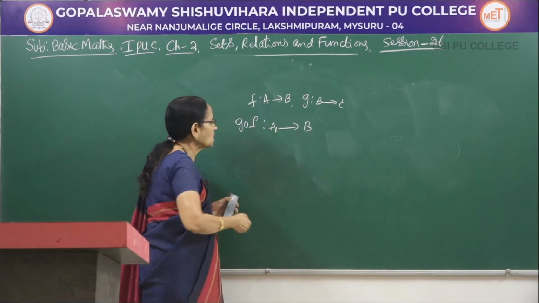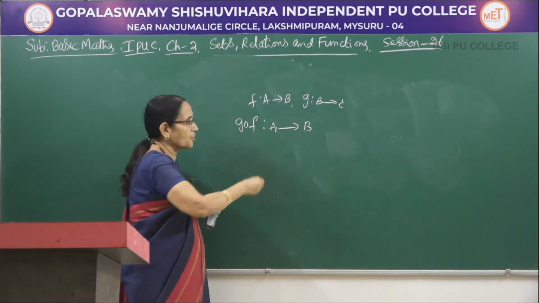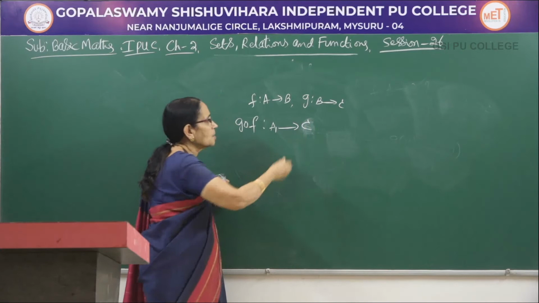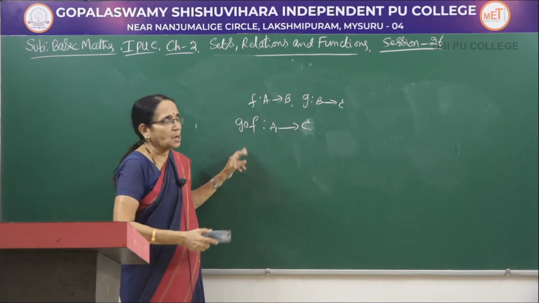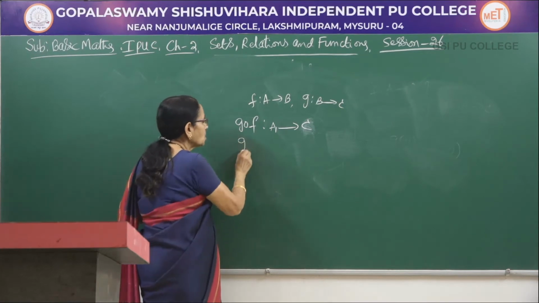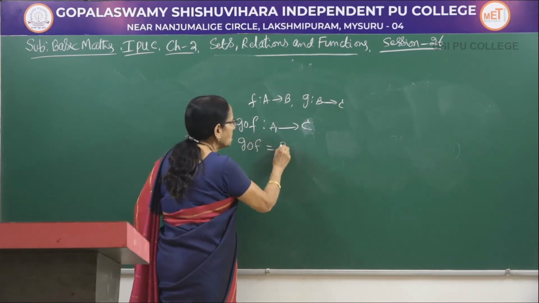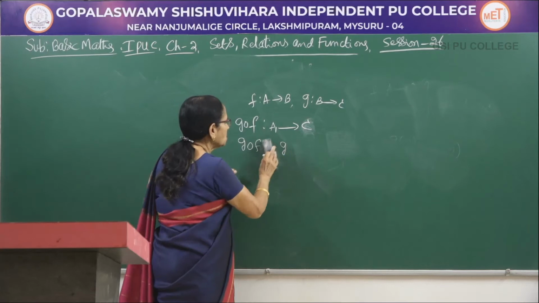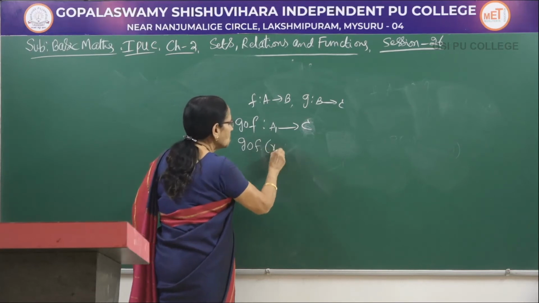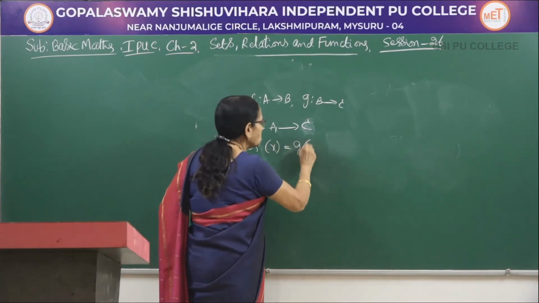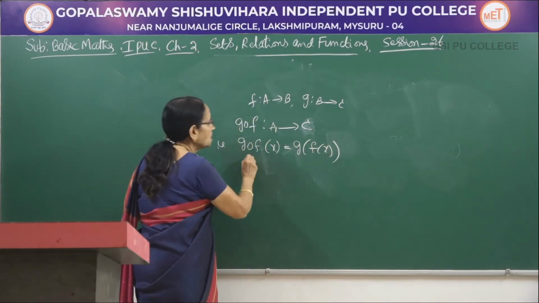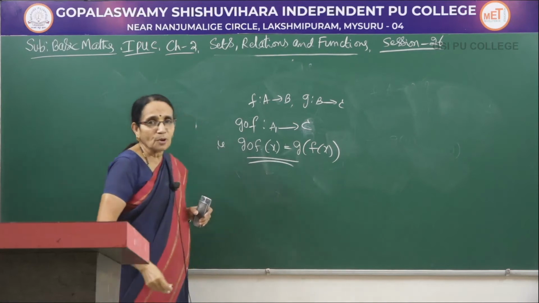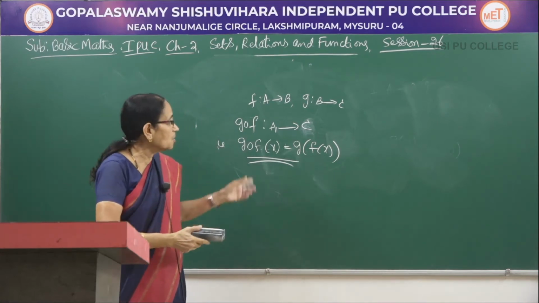g o f means first we operate f. So f is operated first, then g is operated. So g o f of x means g of f of x. So this is the meaning of that one. g o f of x means g of f of x.